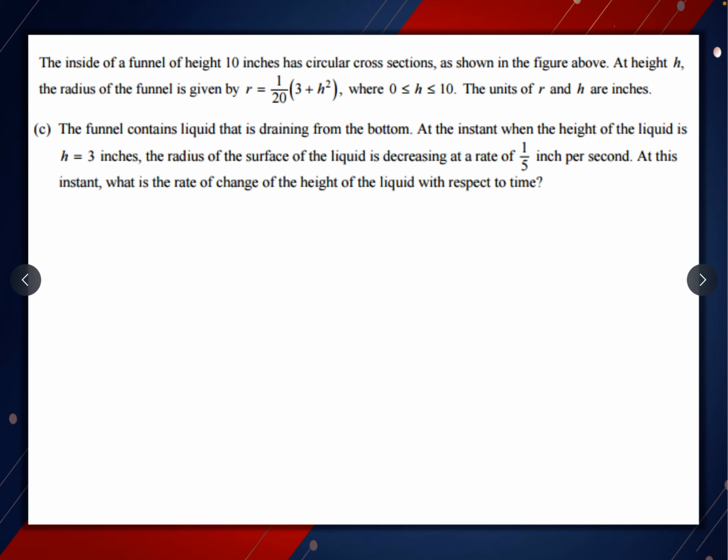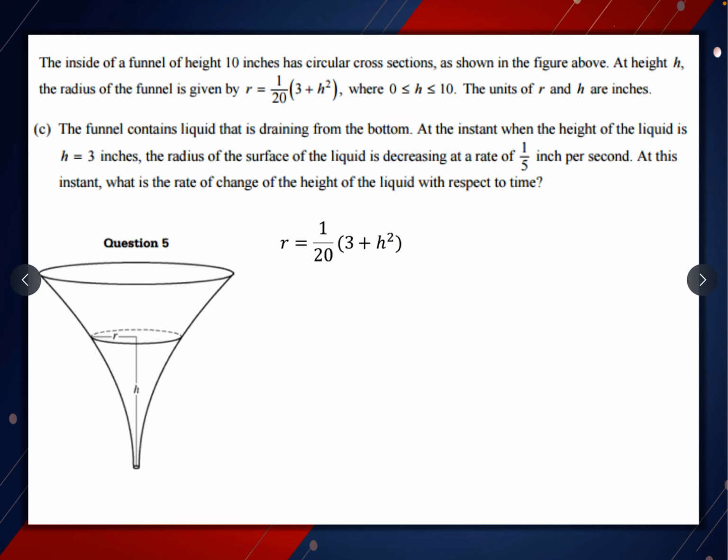Next question. It gives us the original function, and the question gives us the height of the liquid, h equal to 3, and the derivative of the radius is equal to negative 1 over 5. Because it said decreasing, the rate is 1 over 5. Decreasing means the derivative is negative. Increasing means the derivative is positive.